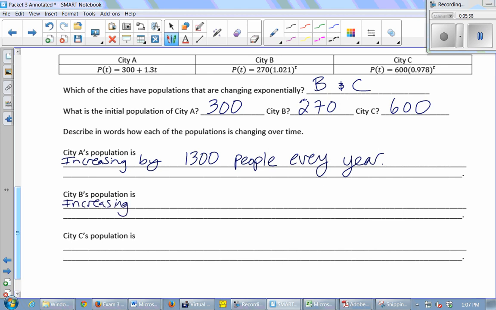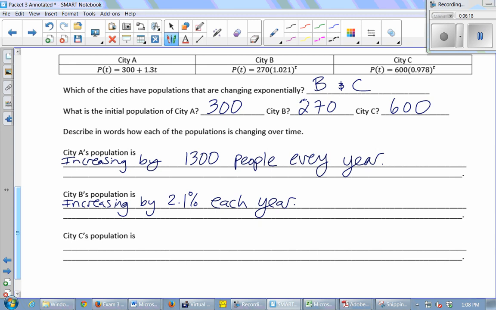We know it's increasing because it's keeping 100% of what it had, and then it has an additional 2.1%, increasing by 2.1% each year. Okay. And then city C, what's happening to city C's population?